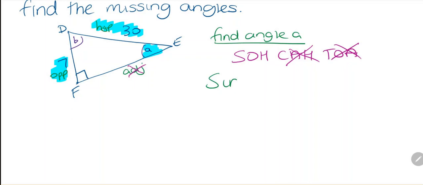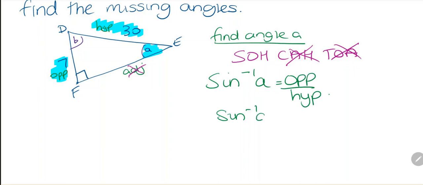So sine to the -1 of theta, which is angle A. So I'm going to put an A. This is going to be opposite over hypotenuse. So sine to the -1, A is 7 over 30.